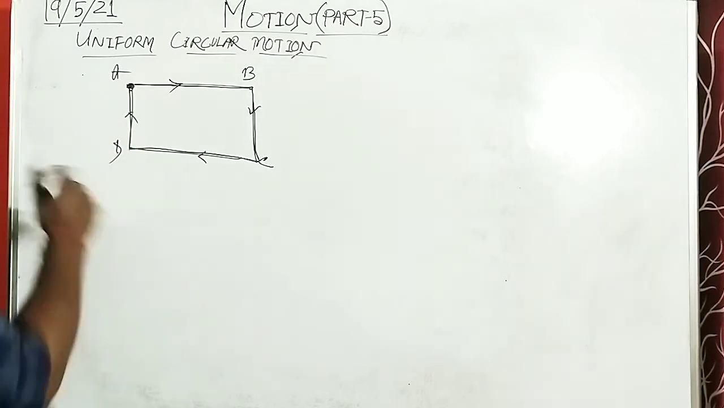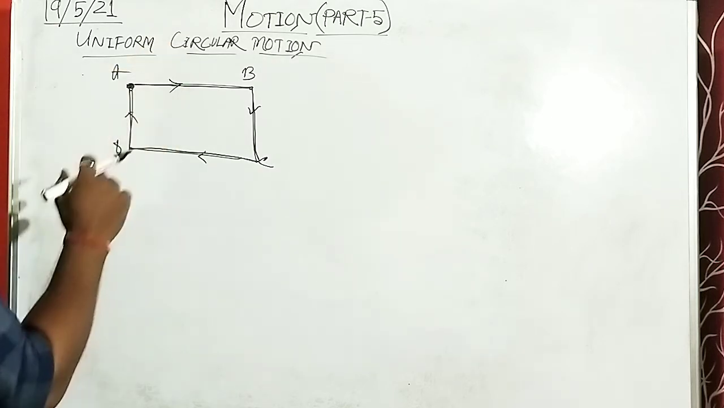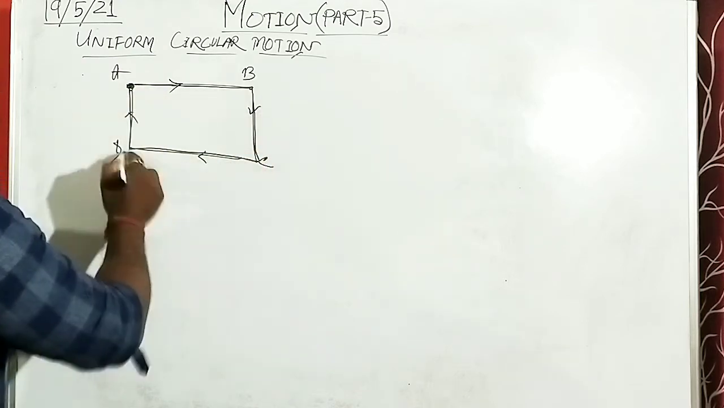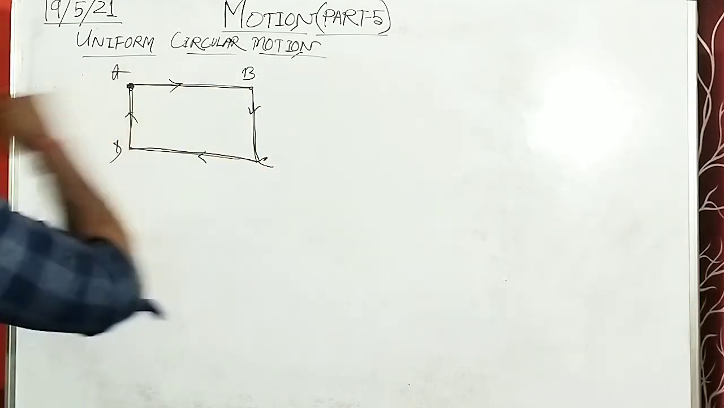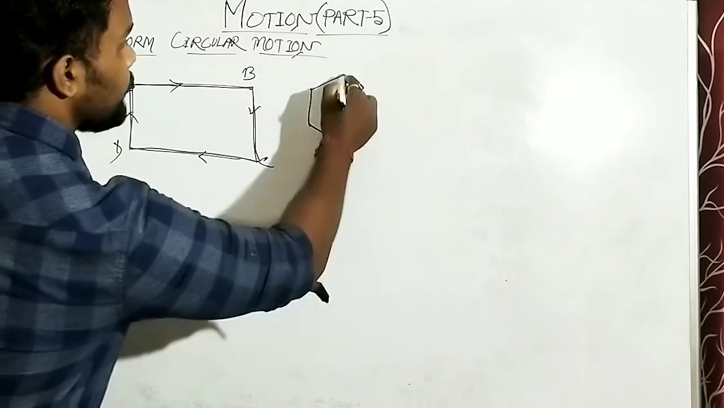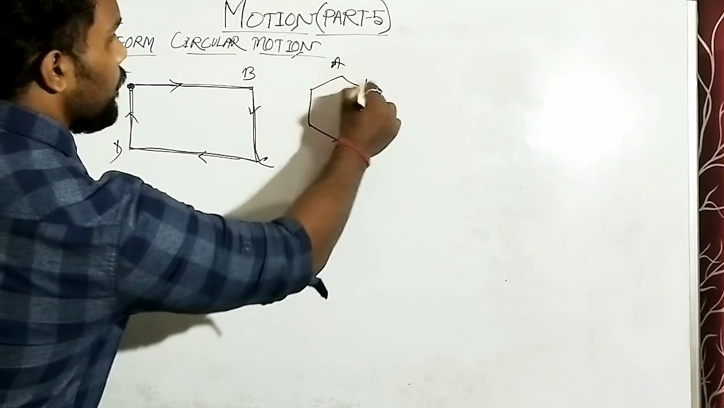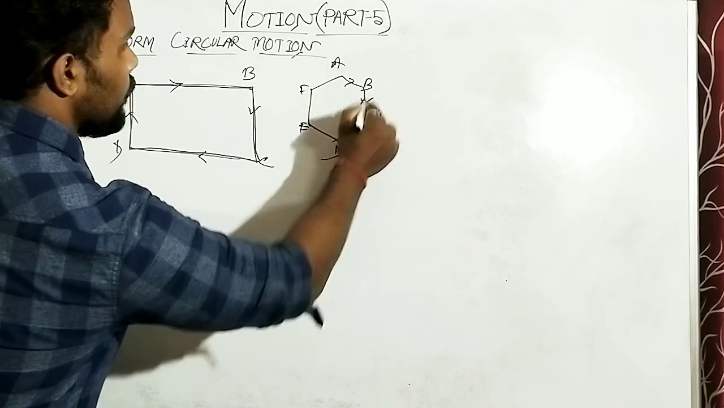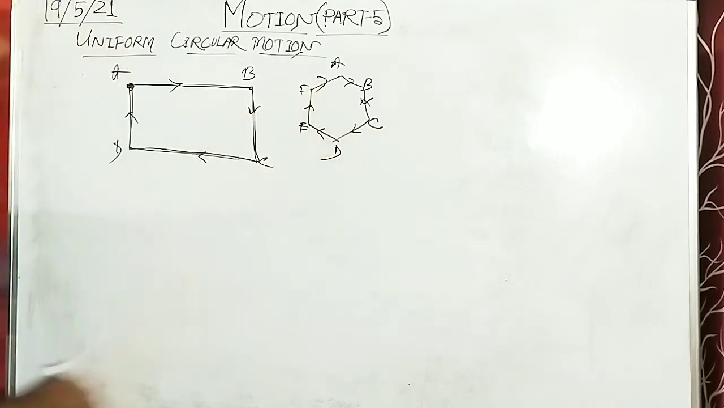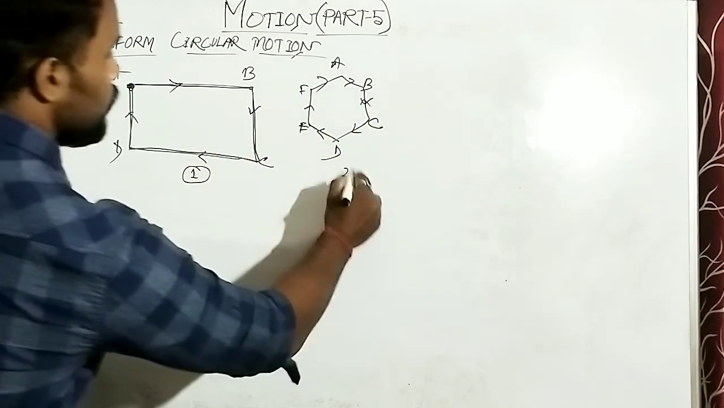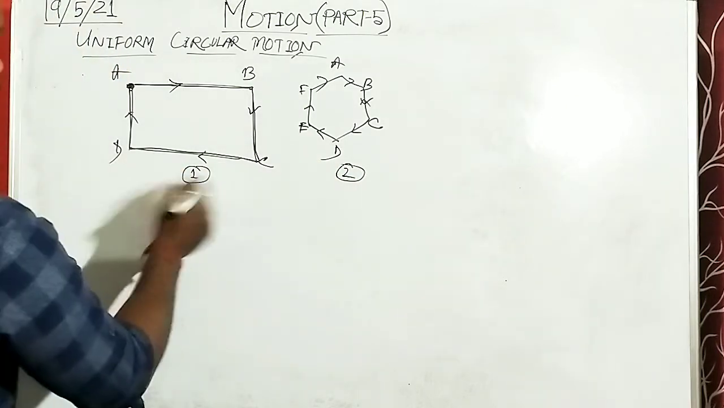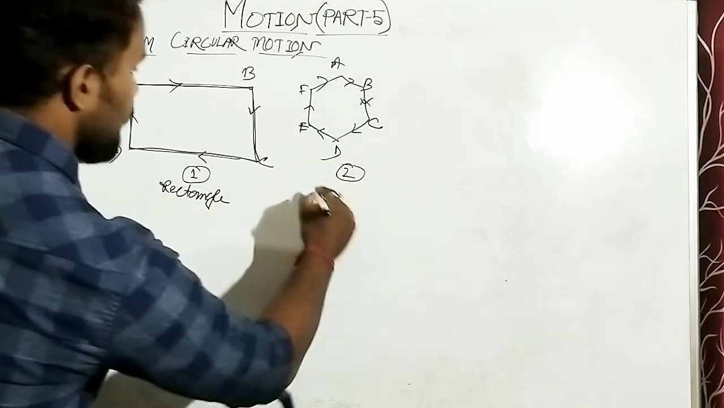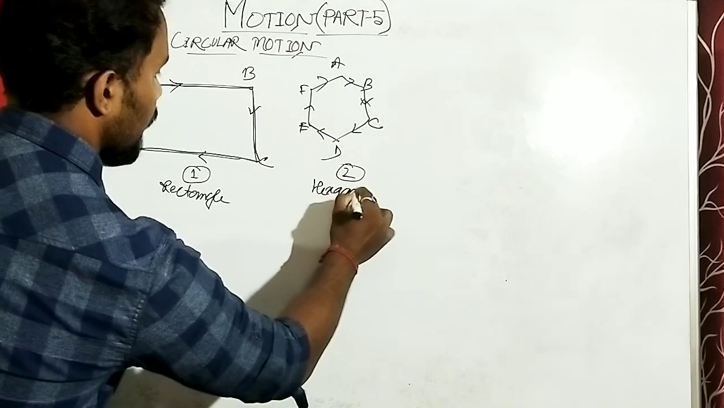Now, if I again increase the path, this is the AB part, BC part, CD part, and DA part. There are only 4 parts. If I increase the path like this, A, B, C, D, E, F, it has made a journey like that. This is 1, this is 2. The earlier one was a rectangle, and this is a hexagon.